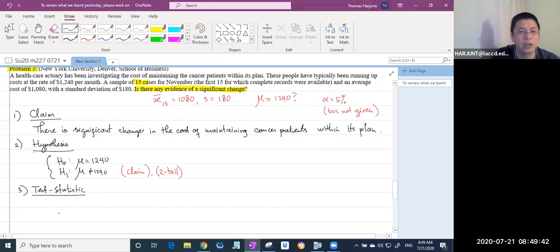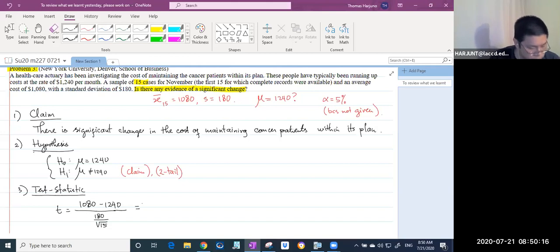Because we don't know the population standard deviation while testing the mu, we use t, whose sample mean is 1,080 minus the claim mean 1,240 over 180 divided by square root of 15. So let's use our calculator to compute that. I get negative 3.44265.